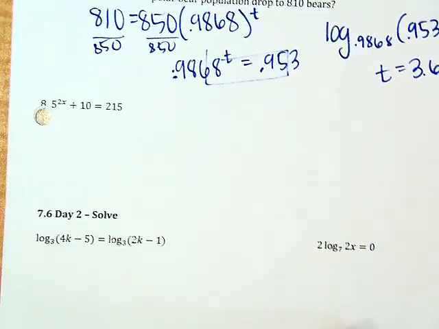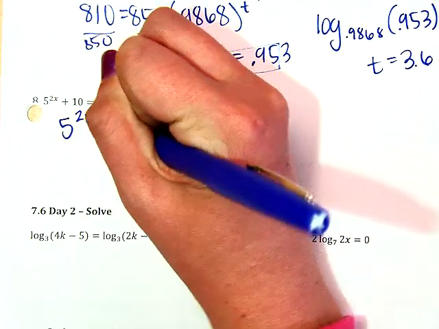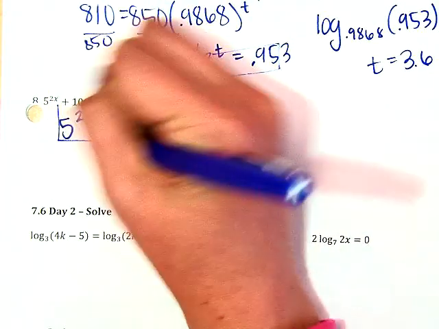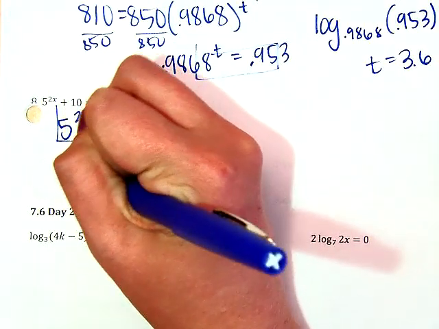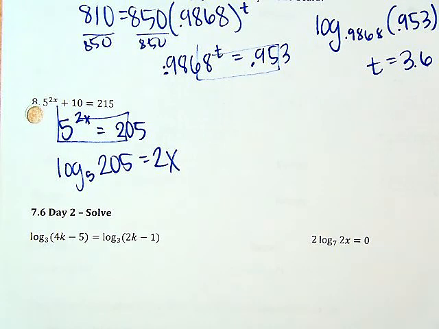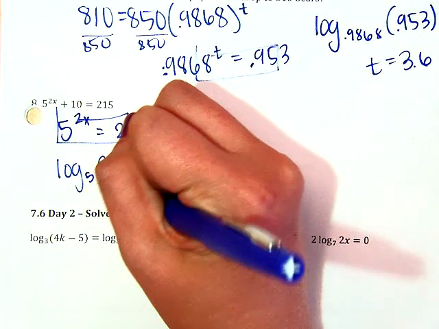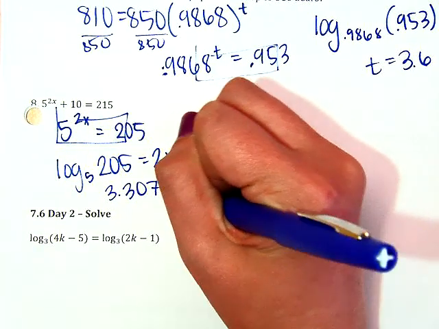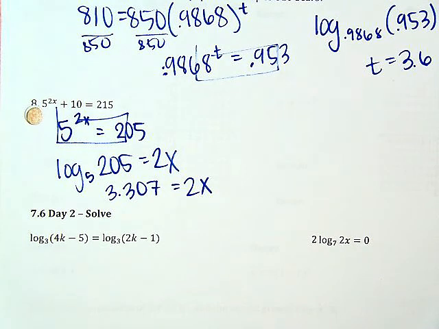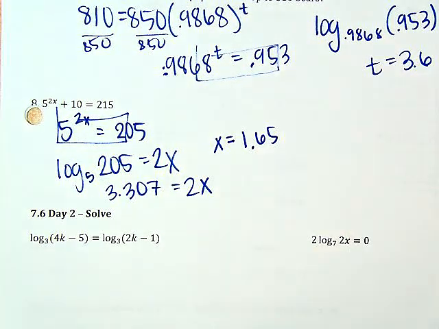One last one before we go. Subtract 10 first. 5 to the power of 2x equals 205. And then when I do my L, I got log base 5, 205 equals 2x. So then when I do this, log 205 divided by log 5 gives me 3.307 equals 2x, and divide by 2, and get x equals 1.65.